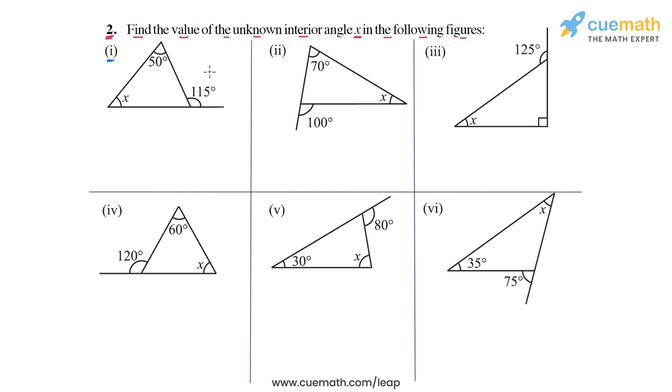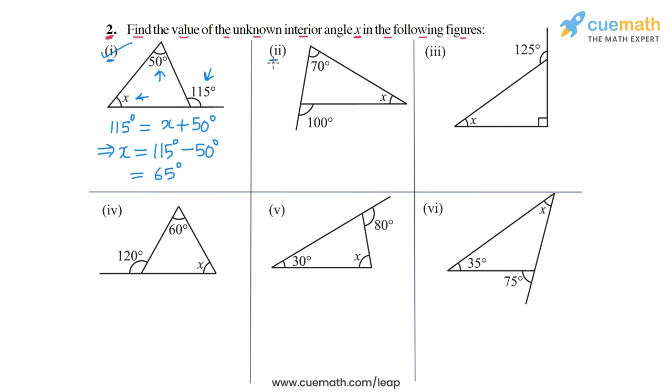In part 1, 115 degrees is this exterior angle and the opposite interior angles are x and 50 degrees. So we can say that 115 degrees, the exterior angle, is equal to the sum of the opposite interior angles. So 115 degrees will be equal to x plus 50 degrees. So this means that x will be equal to 115 degrees minus 50 degrees, and this is equal to 65 degrees. So this is the answer for part 1.